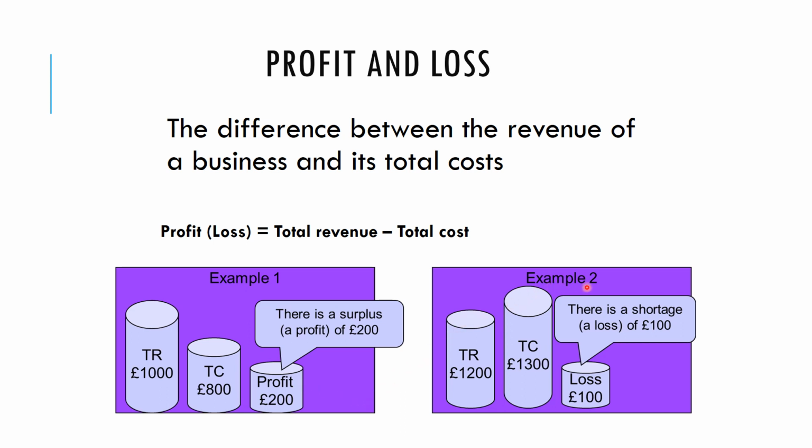In our other example on the right hand side, example 2, this business is receiving more, £1,200, but its costs are a whopping £1,300. So its costs are higher than its revenues by £100. This would be a negative number. This business has lost £100. Bad news for that business, I'm afraid. So profit or loss is total revenue minus total cost.